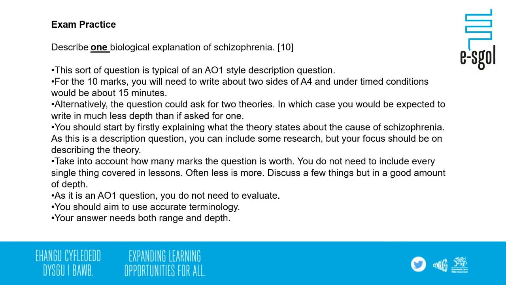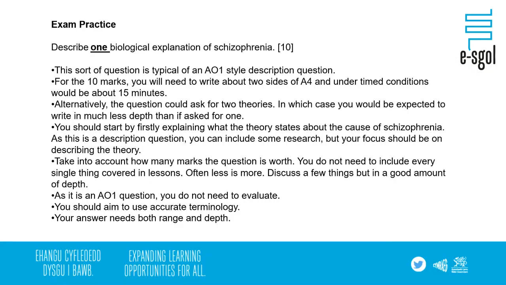So you should start by firstly explaining what the theory states about the cause of schizophrenia. And as this is a description question, you can include research. So we need to make sure we've got some researchers' names in there and an explanation of what they've found. But your focus should be on describing the theory. Okay, what's the theory actually telling us?